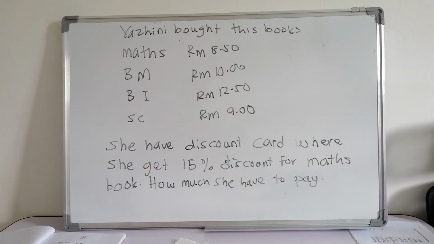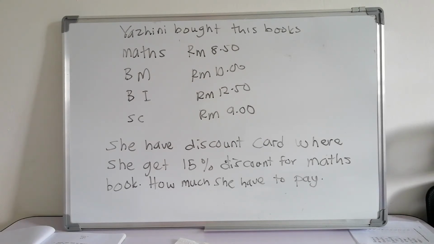Look at the question. Yalini bought these books. Maths 8 ringgit 50 cents. BM 10 ringgit. BI 12 ringgit 50 cents. Science is 9 ringgit. She has a discount card from the shop where she gets 15% discount for the maths book only. Okay. She gets discount for the maths book only. How much does she have to pay? Okay. How to solve this question?